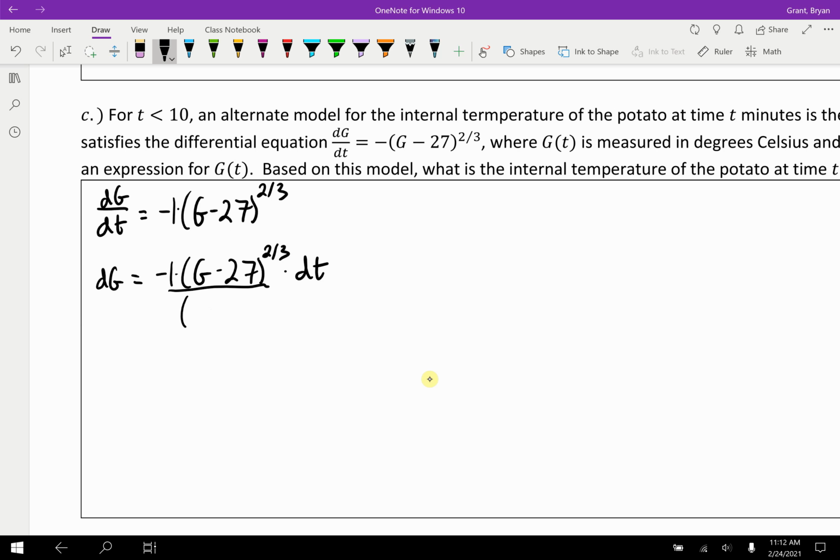So when you divide off that g minus 27 to the 2/3 on both sides, and we'll do it over here as well, okay, these do cancel or undo each other, but there's still a negative 1 there, and that seems to set people's minds at ease. They're like, oh, there is still a number there. I'm also going to rewrite this g minus 27 to the 2/3 by moving it up. So we end up with g minus 27 to the negative 2/3 dg equals negative 1 dt.